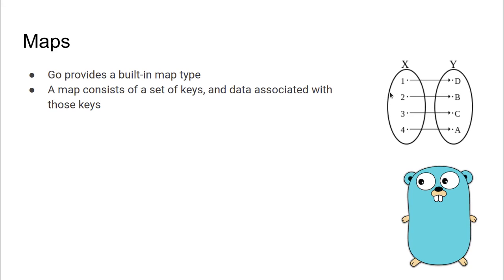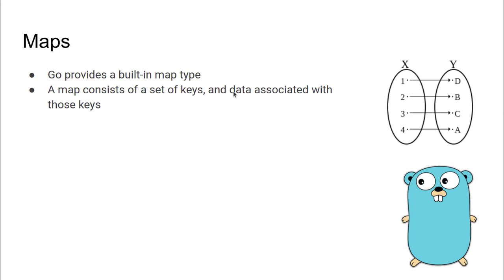As we can see in the figure on the right, we have a certain set of keys which are 1, 2, 3, and 4. And we have some data associated with each of these keys. So you can see that the data D is associated with the key 1, B with the key 2, C with 3, and A with 4.